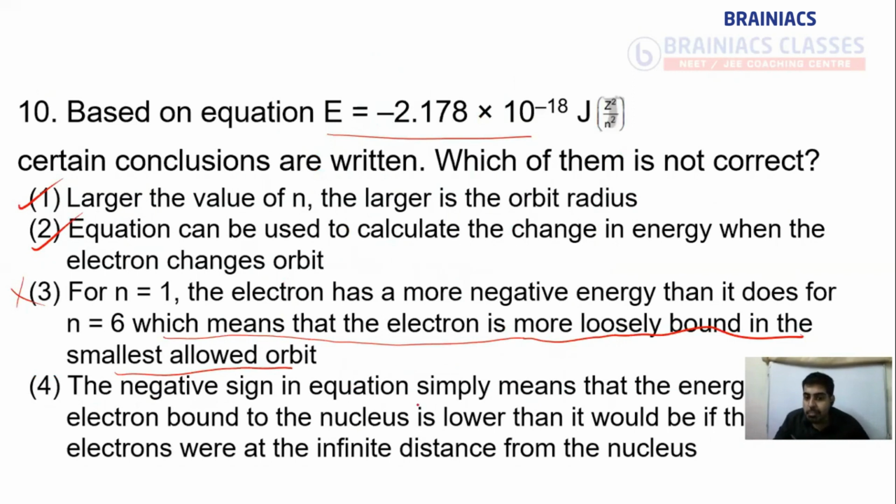And the negative sign in the equation simply means that the energy of the electron bound to the nucleus is lower than it would be if the electrons were at infinite distance from the nucleus, right? So an electron bound near the nucleus has lower energy because it is strongly attracted, and its stability is more. So this one is also correct. So the wrong one is the third. I think it's clear.